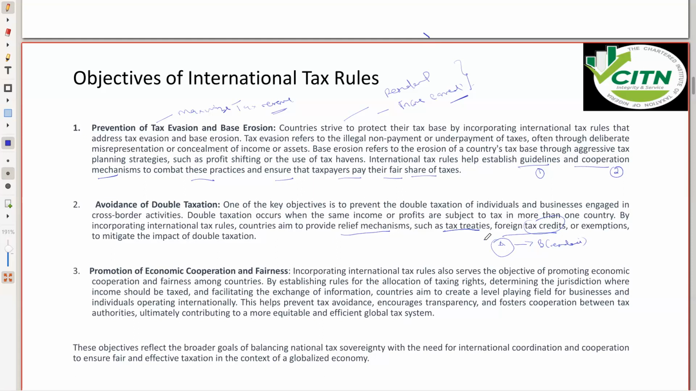Because once individuals and companies experience double taxation, what do you think will be the possible impact? What will be the possible impact when people experience excessive double taxation? Let's hear your thoughts.